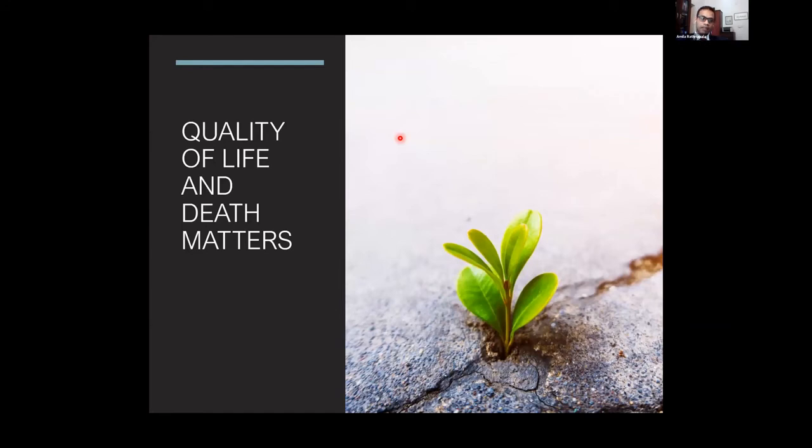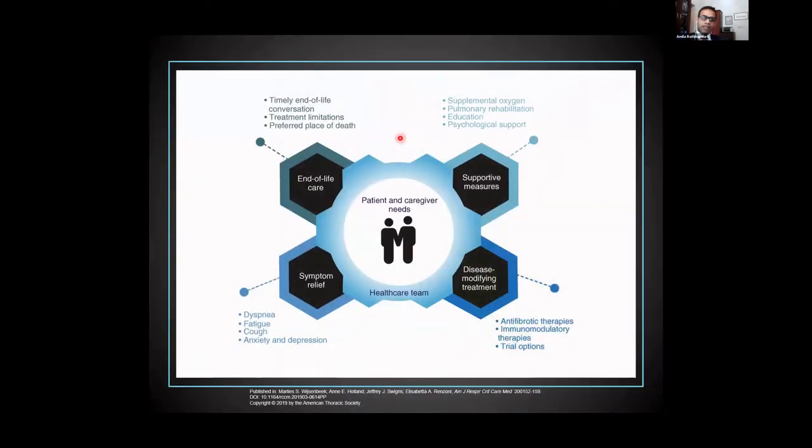Last but not least, remember, quality of life as well as quality of death is very important. Not only all these interventions that we are doing as a respiratory physician or a general physician, but we should think about their quality of life as well as the quality of death, because that is a part of a clinical outcome. For example, as you can see, when a patient with interstitial lung disease comes in, we should discuss the supportive measures with the patient as well as their family members and caregivers.